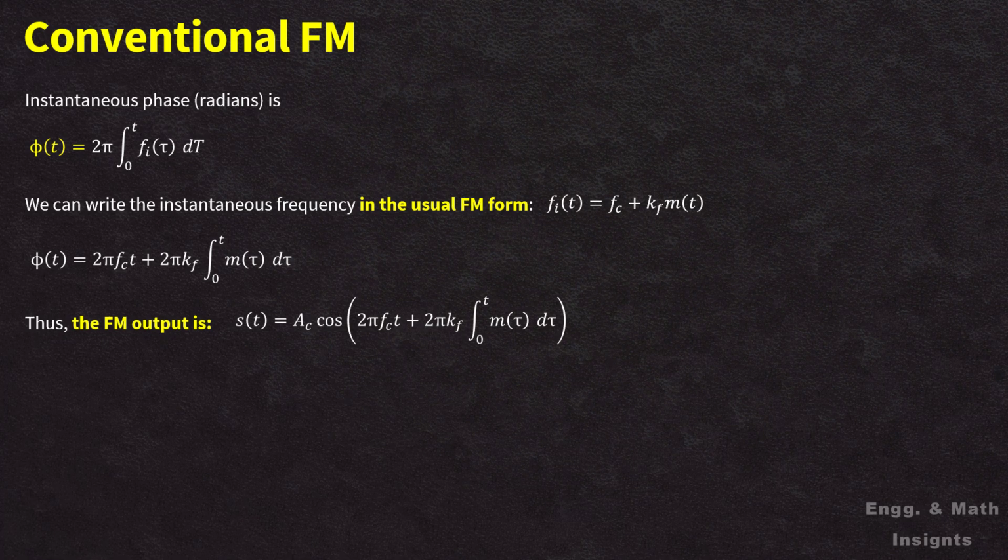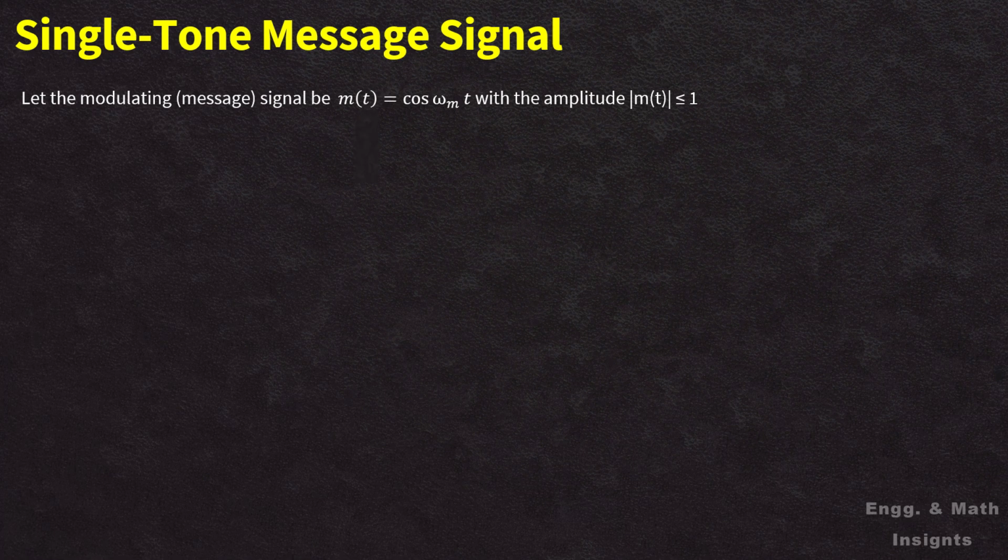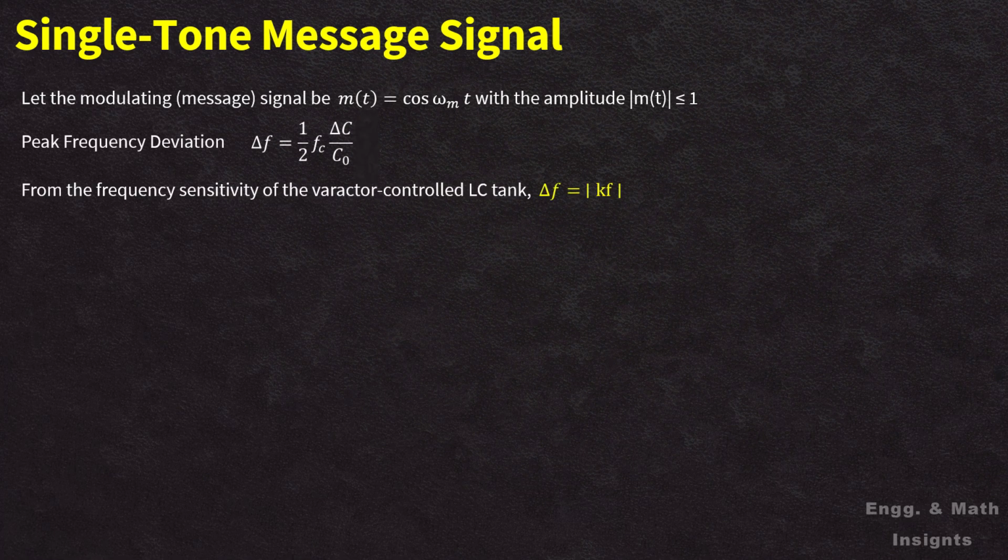Now let's see the modulation index for a single tone message signal. Now the message signal or modulating signal m(t) is equal to cos omega m t, with the amplitude Am equal to 1, or the amplitude of m(t) less than or equal to 1. From the peak frequency deviation and the frequency sensitivity, we can write del f is equal to kf because the unit amplitude m(t) produces maximum deviation. Now the modulation index is defined as the ratio of peak frequency deviation to the modulating frequency fm, or modulation index beta is equal to del f by fm, where del f can be replaced by the magnitude of kf, which we have seen earlier. Now we know that fm is equal to omega m divided by 2 pi.